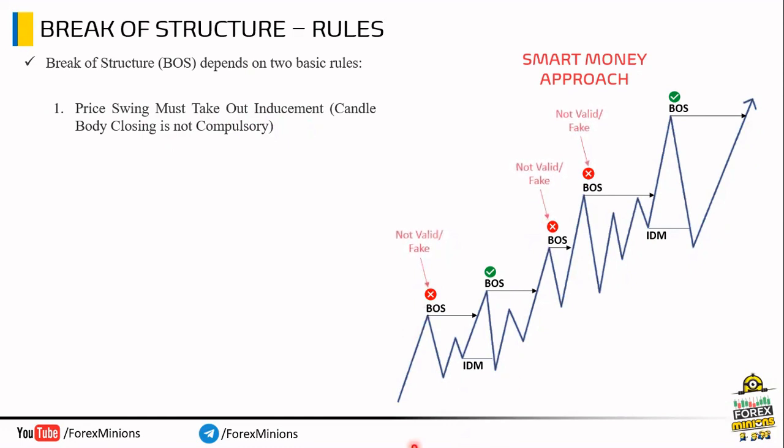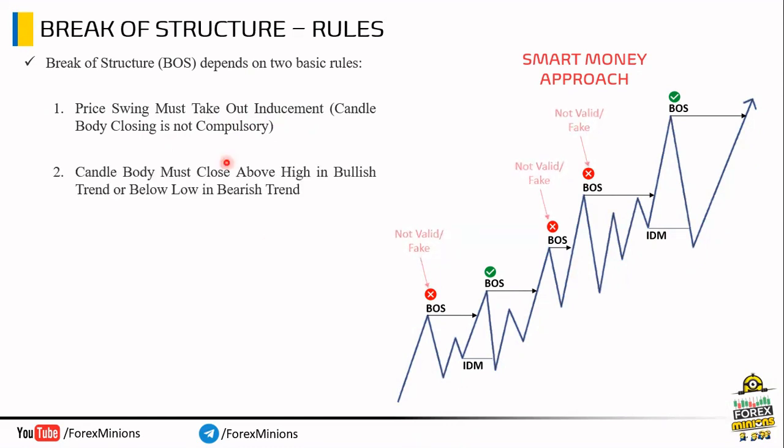Now, what is the second rule? Well, as per the second rule, after taking out inducement, the candle must close above the previous high. I repeat, the candle body must close above the recent high. If the market follows these two basic rules, only then we will mark the break as a valid break of structure.